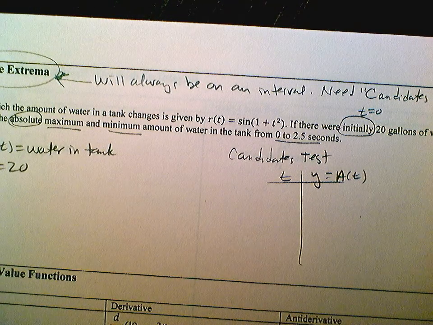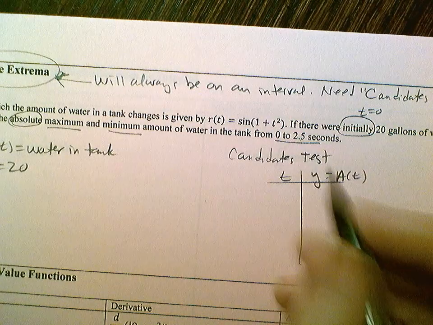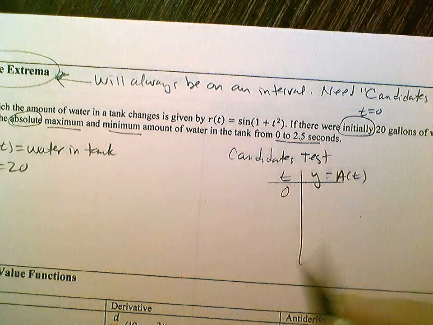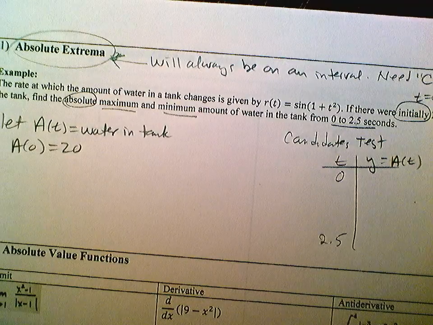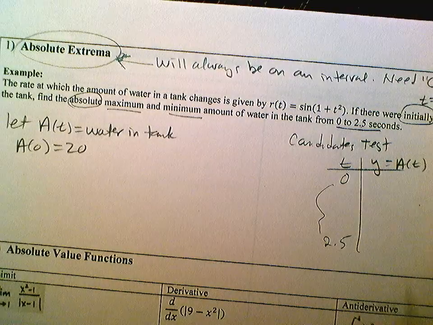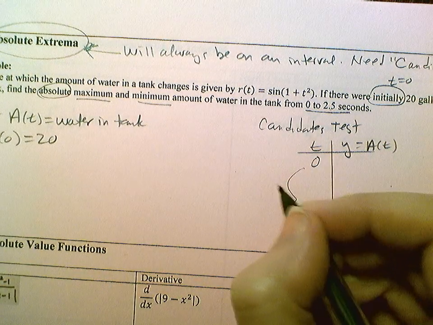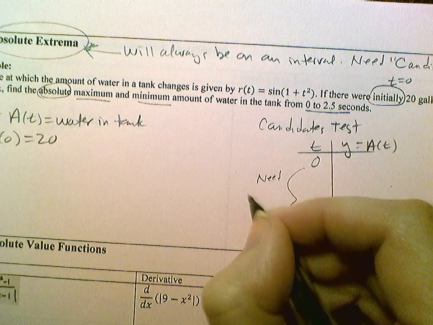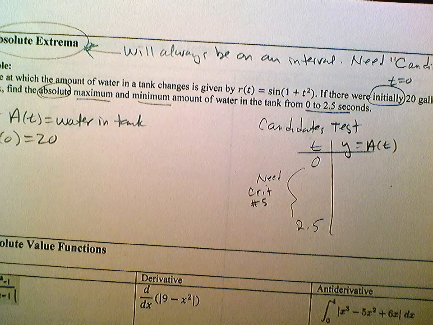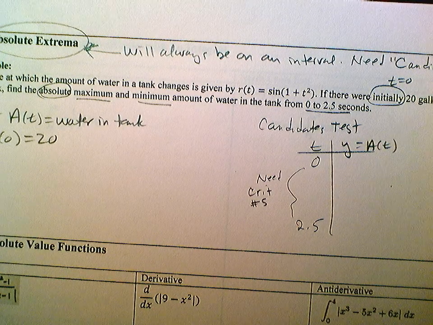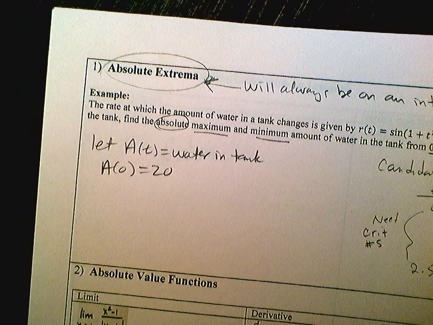And the candidates are always the endpoints of our interval. So the first candidate will be 0. The last candidate will be 2.5. And then the way that you find the interior candidates between them is you need critical numbers. So we need critical numbers. That would be where the derivative is 0 or undefined. All right, so we'll get there in a minute.